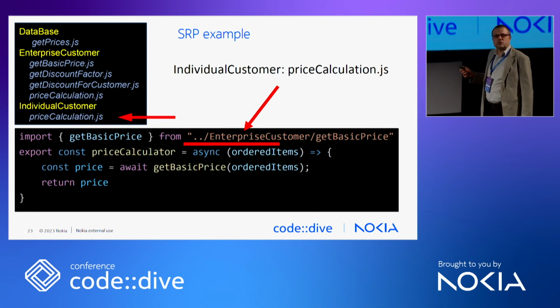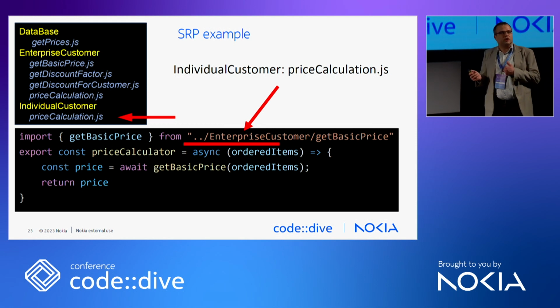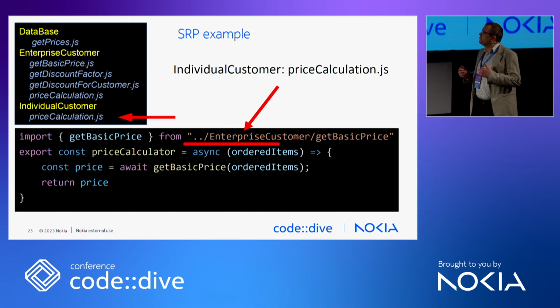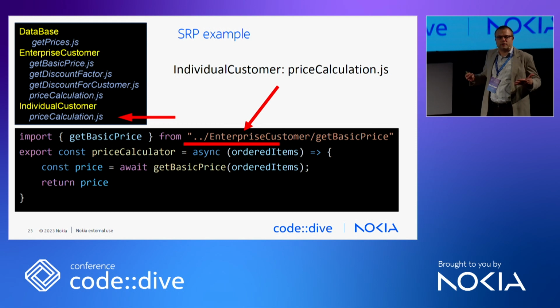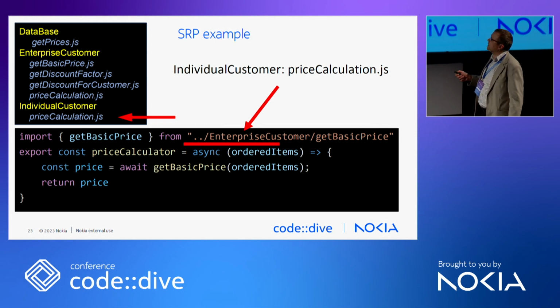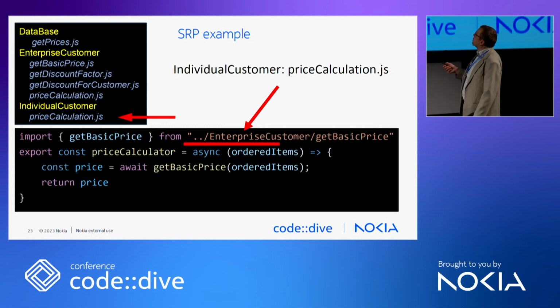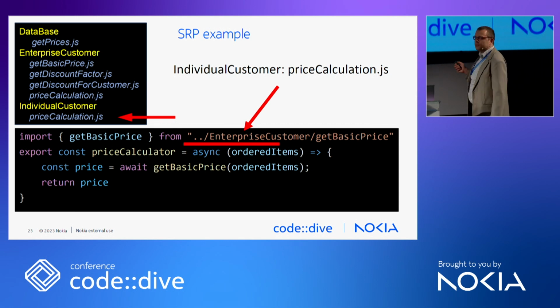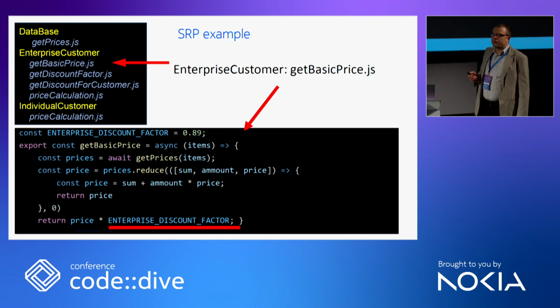The enterprise feature is already there, and let's say that I was asked to deliver this individual customer's feature. So what I do, I go through the code base to find code that I may reuse, and I found it, a get basic price module. There is some function that gets basic price, and I import it directly to my feature. And what may happen now? My friend may change this feature because he doesn't know that I imported it from his folder.